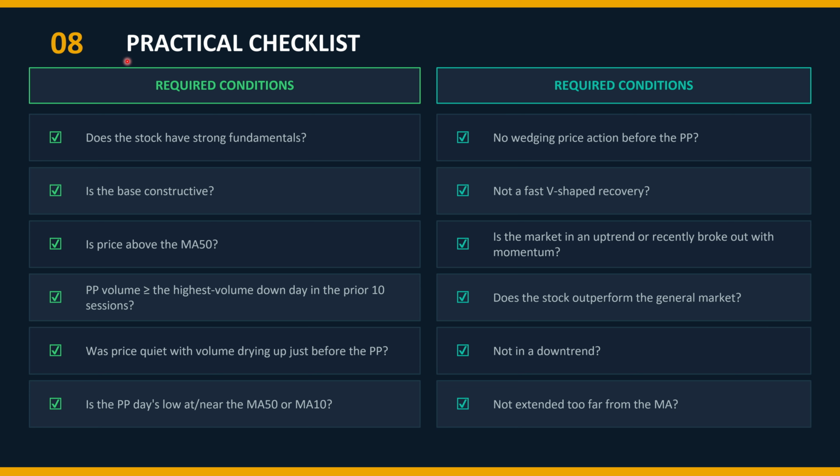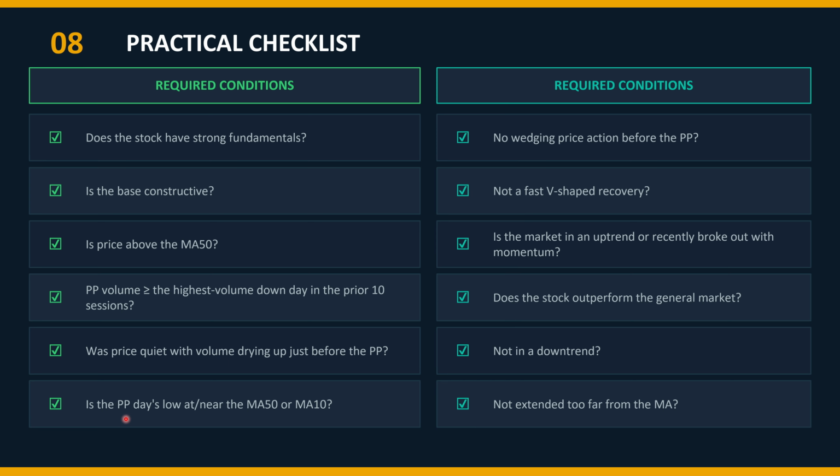Before buying on a pocket pivot, check the following conditions. Does the stock have strong fundamentals, EPS growth, strong revenue? Is the base constructive, tight closes on the weekly chart? Is price above the 50-day MA? Is pocket pivot day volume greater than the highest volume down day of the prior 10 sessions? Was price quiet and volume dry just before the pocket pivot?